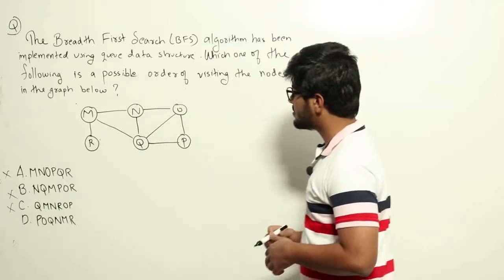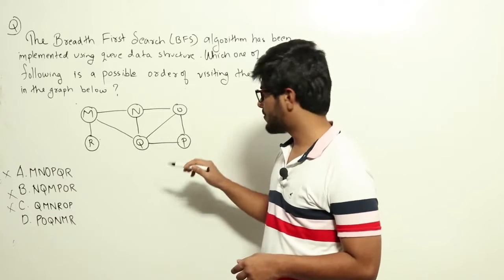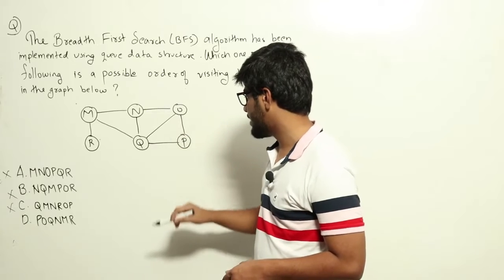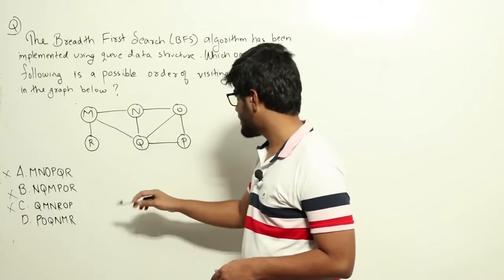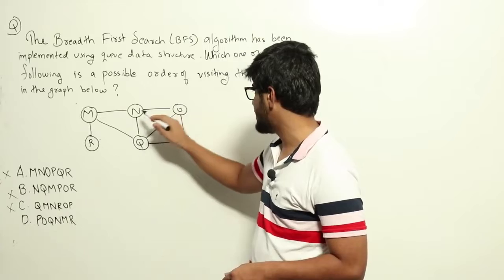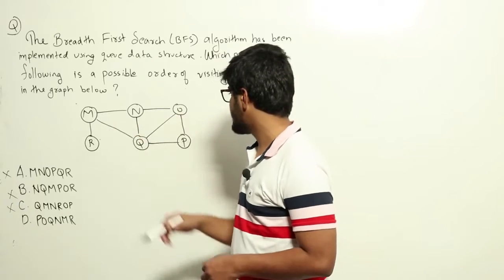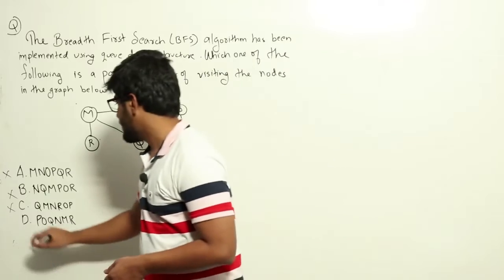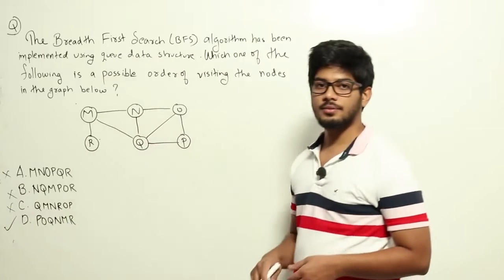Now if you look at D, it starts from P, that's fine. After that it is O and Q, which are at distance 1, that is fine. Then N. N is at distance 2 from P. After that M. M is at distance 3. Then R. R is at distance 4 from here. So D is fine. D is the correct answer.